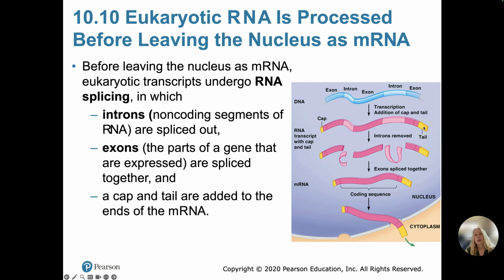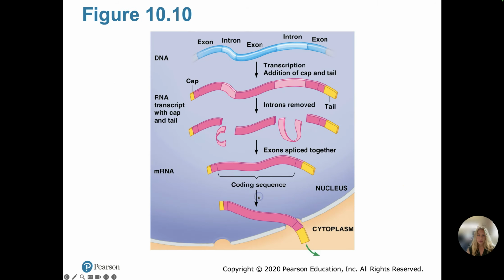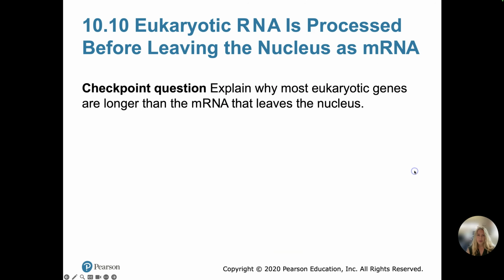The cap and the tail are important so that the mRNA doesn't degrade. They kind of help protect the important coding part of the mRNA, the coding sequence. Once all of that has happened, so once the introns are spliced out, the exons are spliced together, and the cap and the tail have been added, the mRNA is now ready to leave the nucleus through the nuclear pores. And so that's just a bigger image of what we just talked about.